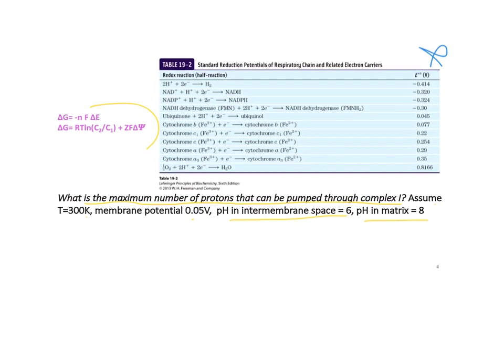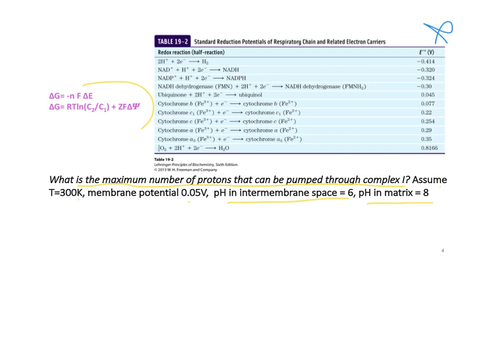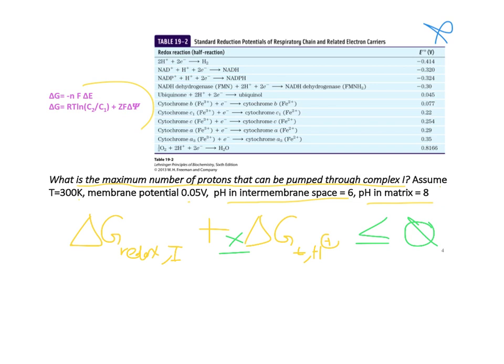Okay, so I always start with what is overall going on here. So this is a coupling thing, so I'm going to couple the delta G of redox through complex 1. I'm going to couple that, which means add to, the delta G of transporting a proton. And I want to know the maximum number, so that's going to be this value. And that means that I'm going to set this less than 0. Okay, you could set it equal to 0, it doesn't matter to me. But we can only have one variable to solve for.